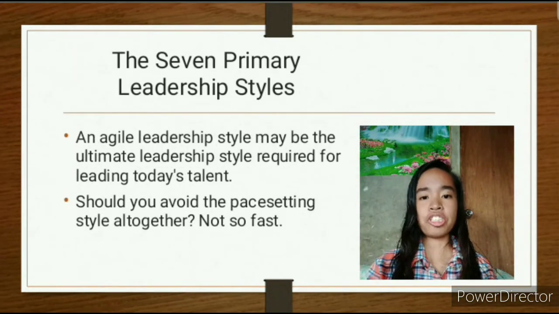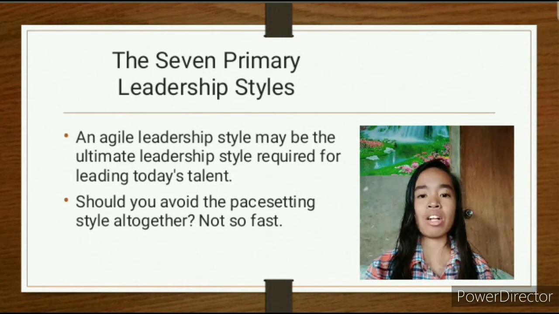An agile leadership style may be the ultimate leadership style required for leading today's talent. Should you avoid the pacesetting style altogether? Not so fast.